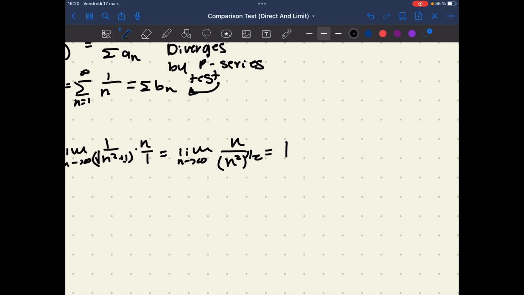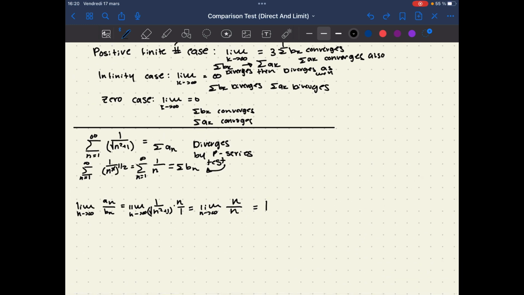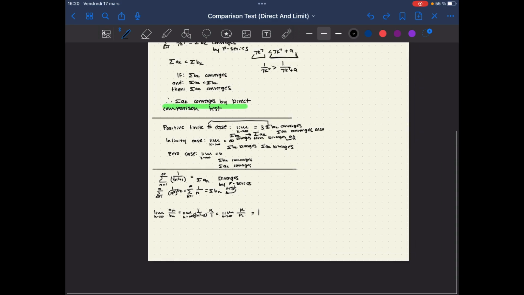The reason is because this n squared to the 1 over 2 just becomes n, and this whole thing right here just becomes n. So n over n is just equal to 1, because it's the same thing as itself. One thing divided by itself is just 1.